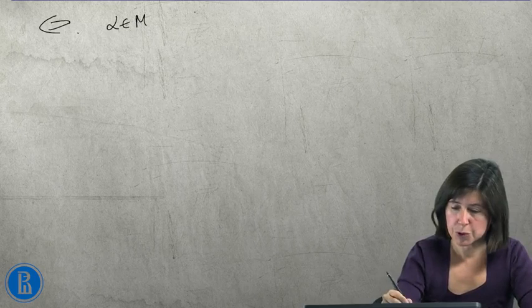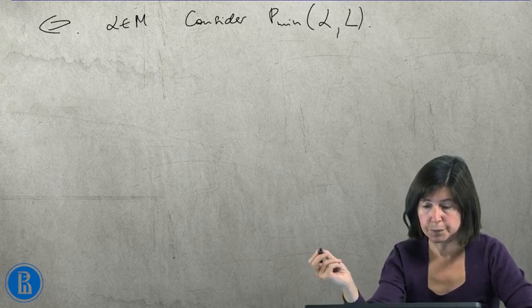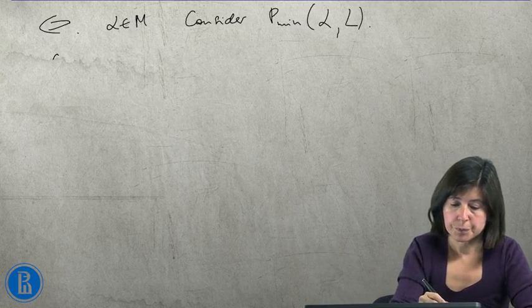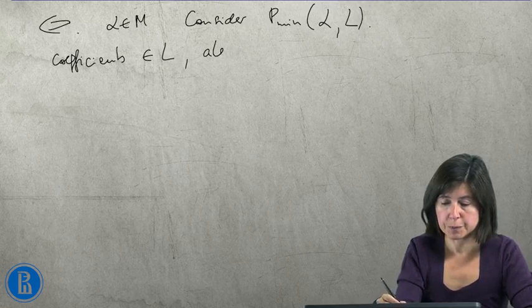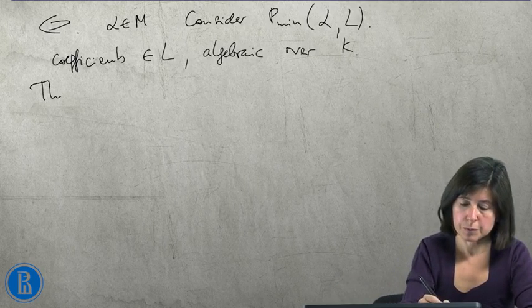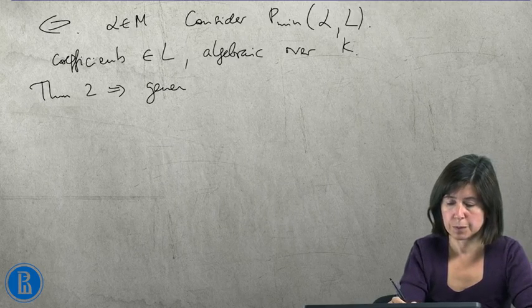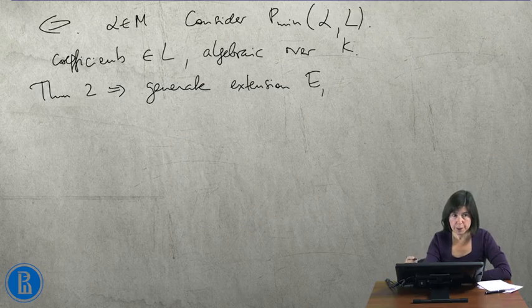Another direction. So I have L, which is algebraic over K, and M, algebraic over L. I must prove that M is algebraic over K. So take alpha in M and consider the minimal polynomial of alpha over L. Its coefficients are elements of L, so they are algebraic over K. By the previous theorem, they generate an extension E, which is finite over K.